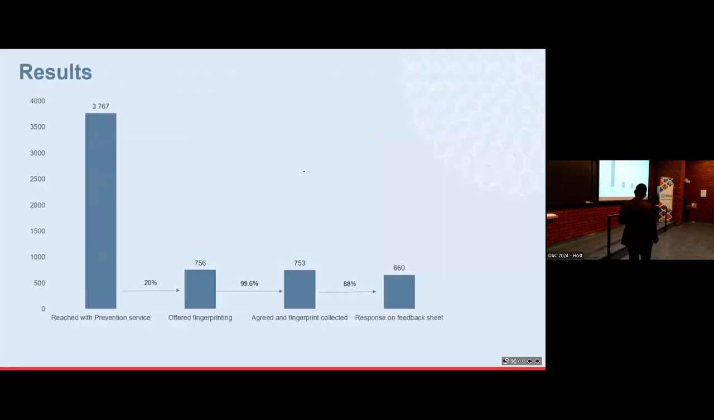Within the implemented period, that is 3 months, we reached 3,767 clients, and among them only 20% were able to offer fingerprinting. Basically, the gap is due to internet accessibility at the site where the clients were reached, and another is the time taken to solve troubleshooting in the system. If we see the second bar and third bar, almost all beneficiaries agreed to fingerprinting, and their fingerprints were collected.